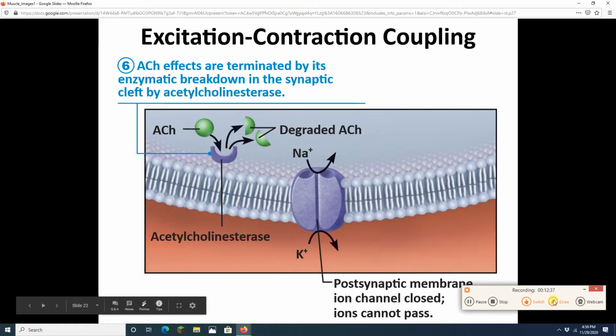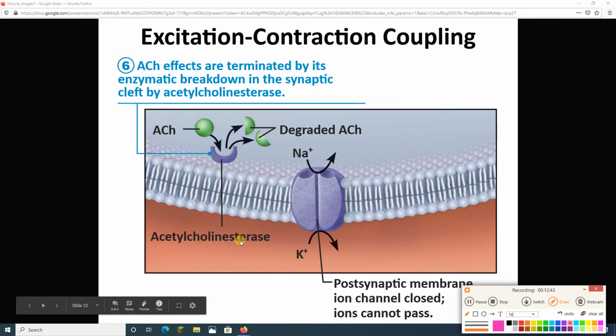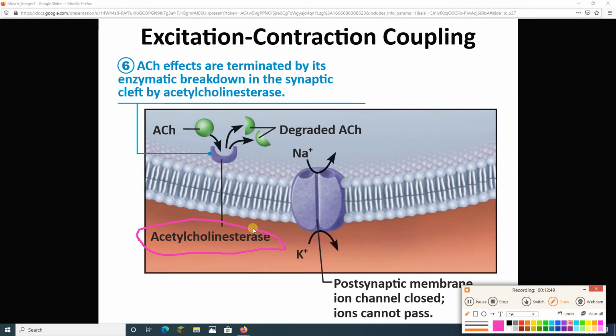One more thing before we get there. The acetylcholine doesn't last long. It's very quickly degraded by this enzyme called acetylcholinesterase. So we're stimulating the muscle cell, but then we're stopping. Maybe we stimulate it again. We can do it over and over again, but each stimulation is very short because the acetylcholine is quickly broken down by this enzyme called acetylcholinesterase.